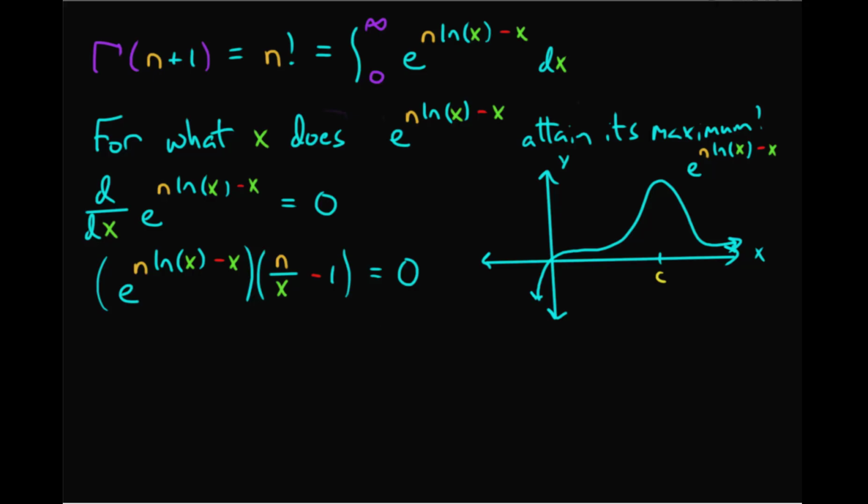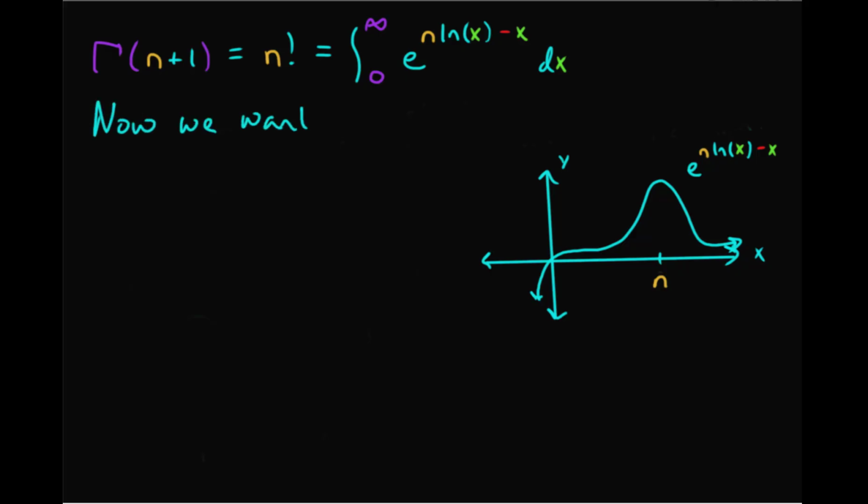But we know that e to the n log x minus x can never equal 0. E to the anything is always going to be a positive number, of course. So that implies then that n over x minus 1 must be the factor equal to 0, which means n must equal x. In other words, this function e to the n log x minus x attains its maximum when x equals n.